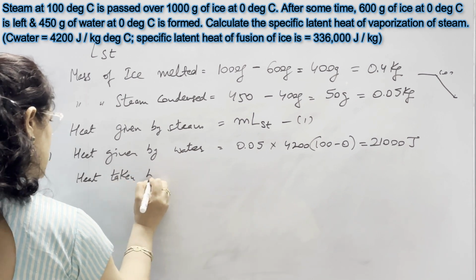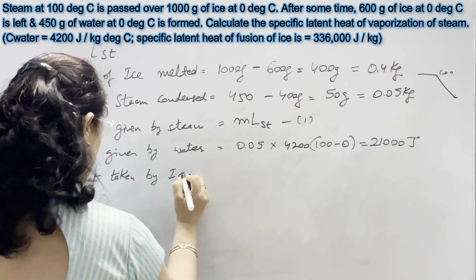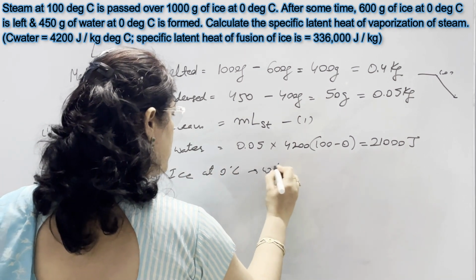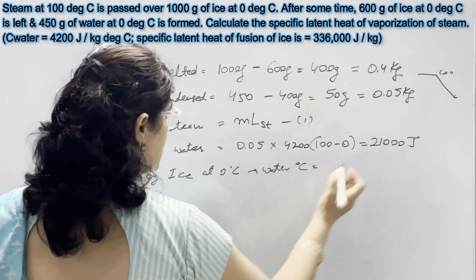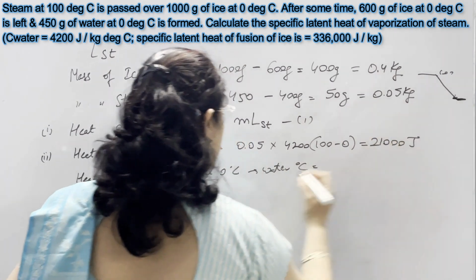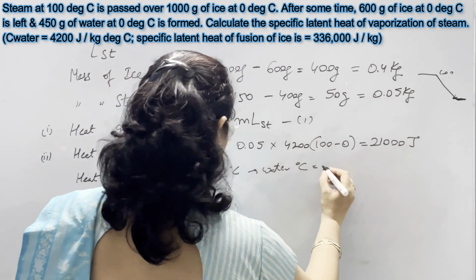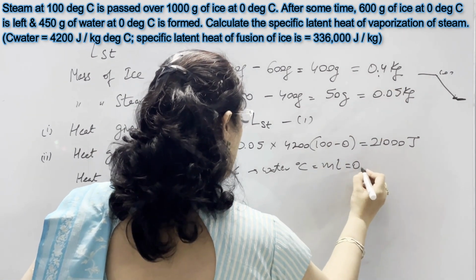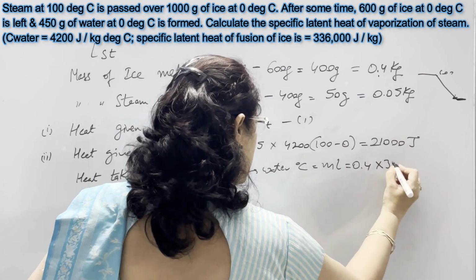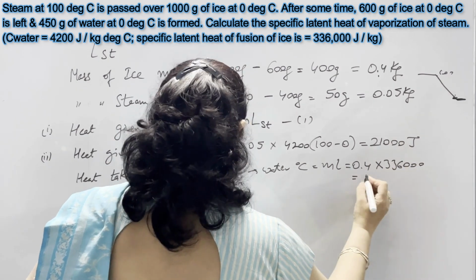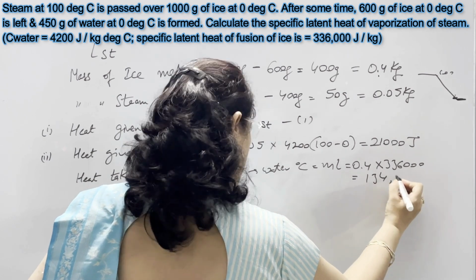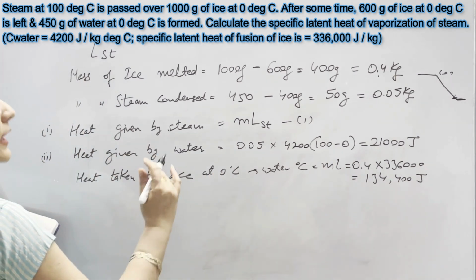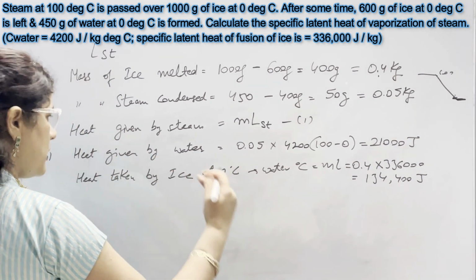Now, heat taken by ice at 0 degrees Celsius to convert into water again at 0 degrees Celsius. It means this much phase change. So, again mL, formula of mL. M of water is what we calculated, 0.4, and L is given in the question, 336,000. It means 134,400 joule is heat taken by ice in converting from 0 degree ice to 0 degree water.